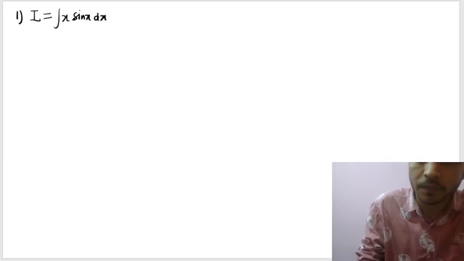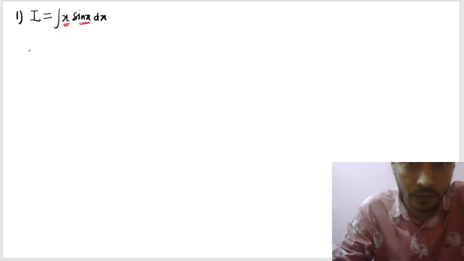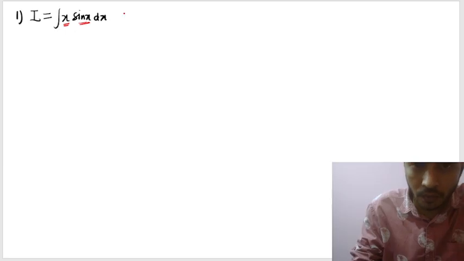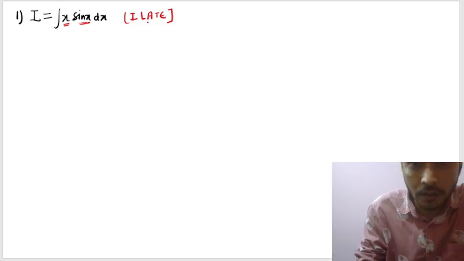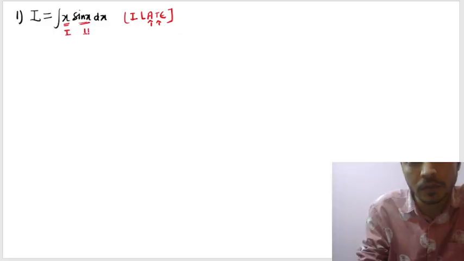So whenever we have functions in a product, what are we actually doing? We are applying the product rule, that is called by parts. So here we have to decide which is the first function and which is the second function. According to the ILATE rule, we are deciding the second function. If you see here, the algebraic function comes before the trigonometric function. That means this is our first function and this is the second function, right?